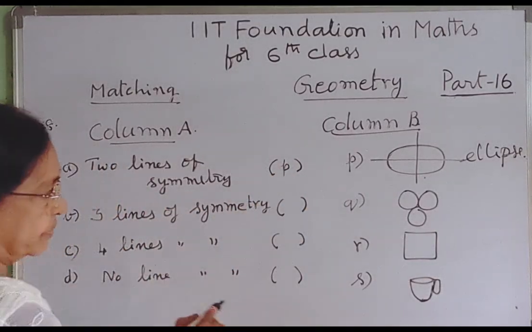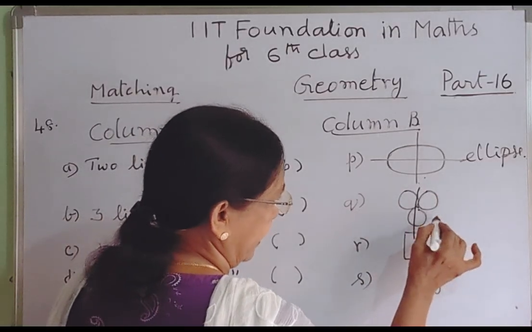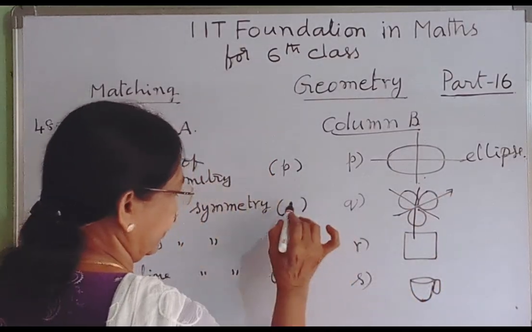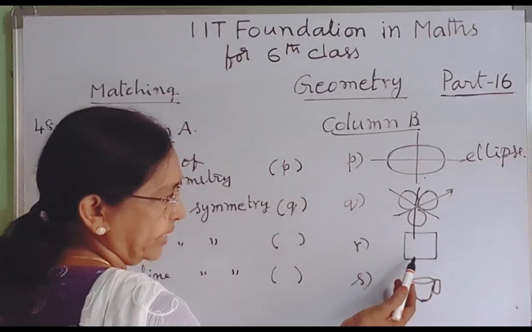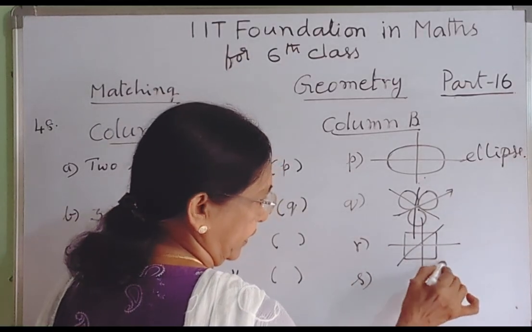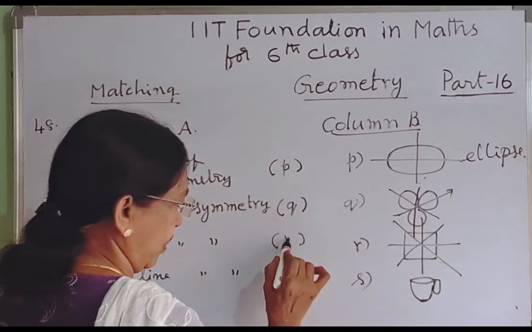And 3 lines of symmetry. This figure has 3 lines of symmetry. This is 1, this is 2, and this is 3. 3 lines of symmetry, so Q. And 4 lines of symmetry. A square has 4 lines of symmetry: 1, 2, 3, and 4. So 4 lines of symmetry is R.